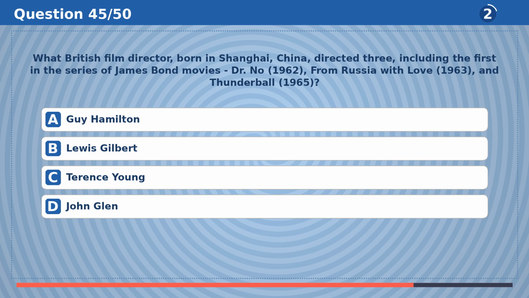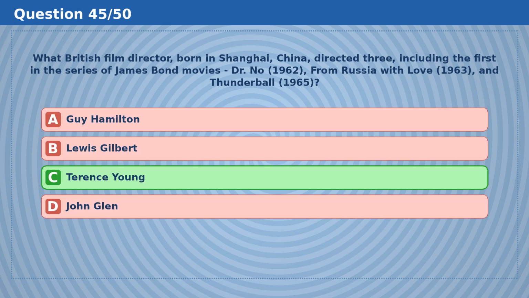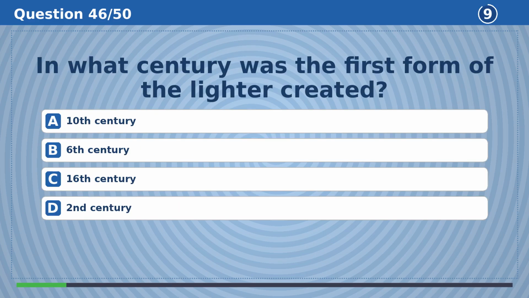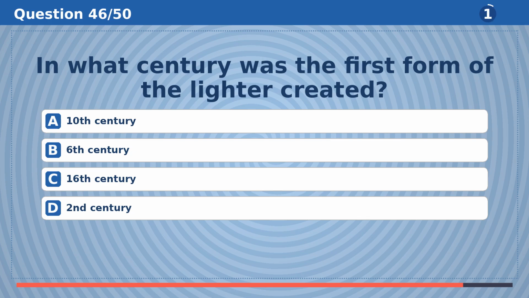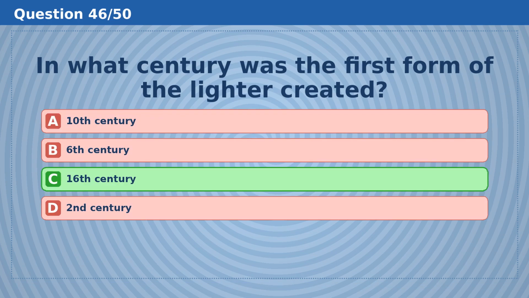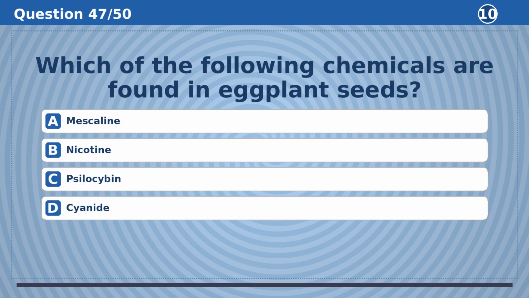What British film director, born in Shanghai, China, directed three, including the first in the series of James Bond movies: Dr. No 1962, From Russia with Love 1963, and Thunderball 1965? The answer is C. In what century was the first form of the lighter created? The answer is C, 16th century.